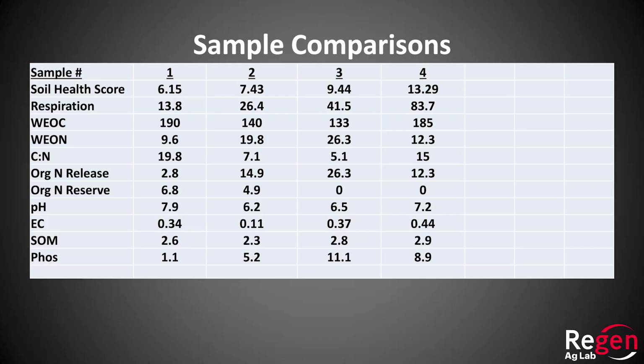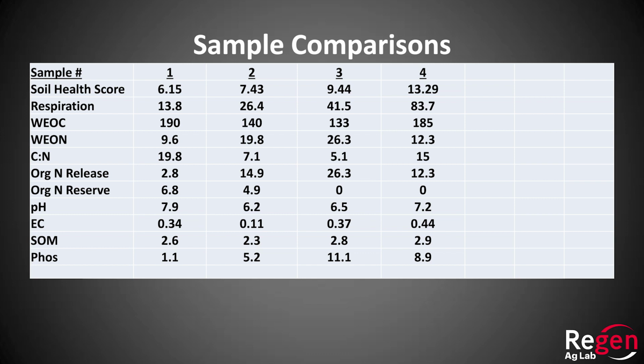So here's 4 samples. I did not pull everything out. It's a lot of the stuff we talked about today for the people that did some consults. Yes, it so happens that they're in order ranked by soil health score, ranging from 6 to 13. You'll notice that as the soil health score goes up, respiration goes up. The interesting part is the water extractable organic carbon is actually the highest on the worst soil health score.